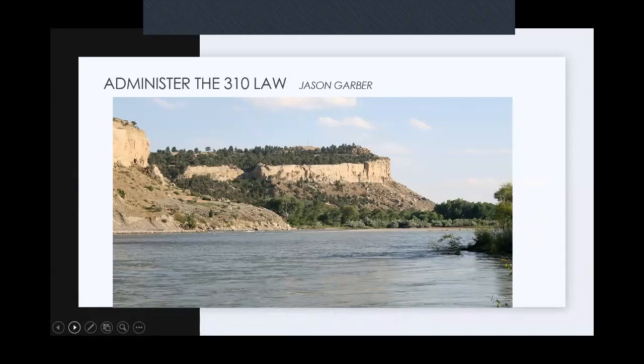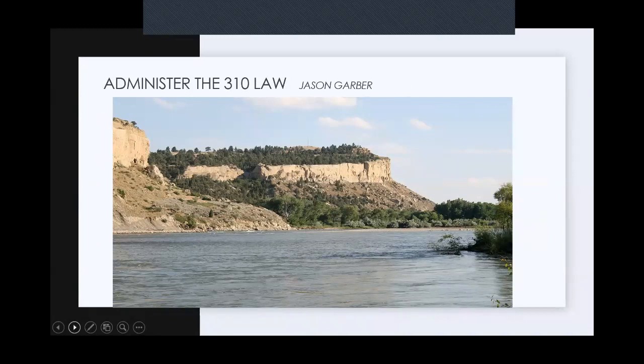One of the major jobs that conservation districts have is stream permitting with 310 law, and the district employees' role in that is pretty important. Jason Garber works for the Conservation Districts Bureau, and he's our stream permitting coordinator, and he's going to talk to you just a little bit about that right now.